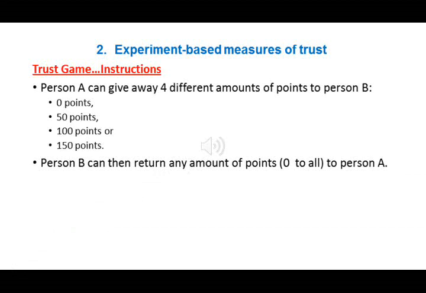From these instructions, person A can give away 4 different amounts of points to person B. He can decide to give him 0 points, which is a measure of non-trusting the other person. Or he can decide to give him 50 points, 100 points, or 150 points. So he has 4 options to choose from. And person B can then return any amount of points from 0 to all the points that he has to person A. These are the two decisions that have to be taken in our trust game.